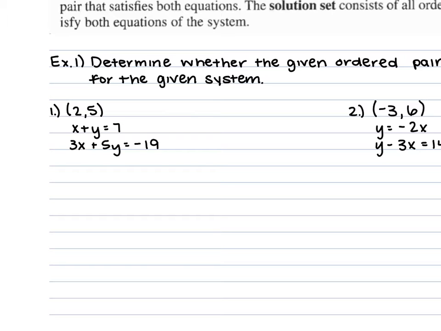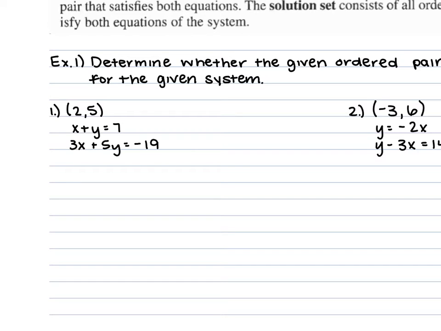In order for this ordered pair of (2, 5) to be a solution, you have to plug it into both of these equations to get true statements for both. If you only get a true statement for one and not the other, it's not a solution. So you have to make sure that you have true statements for both equations when you plug in these numbers. So we're going to have to plug in that 2 for x, that 5 for y.